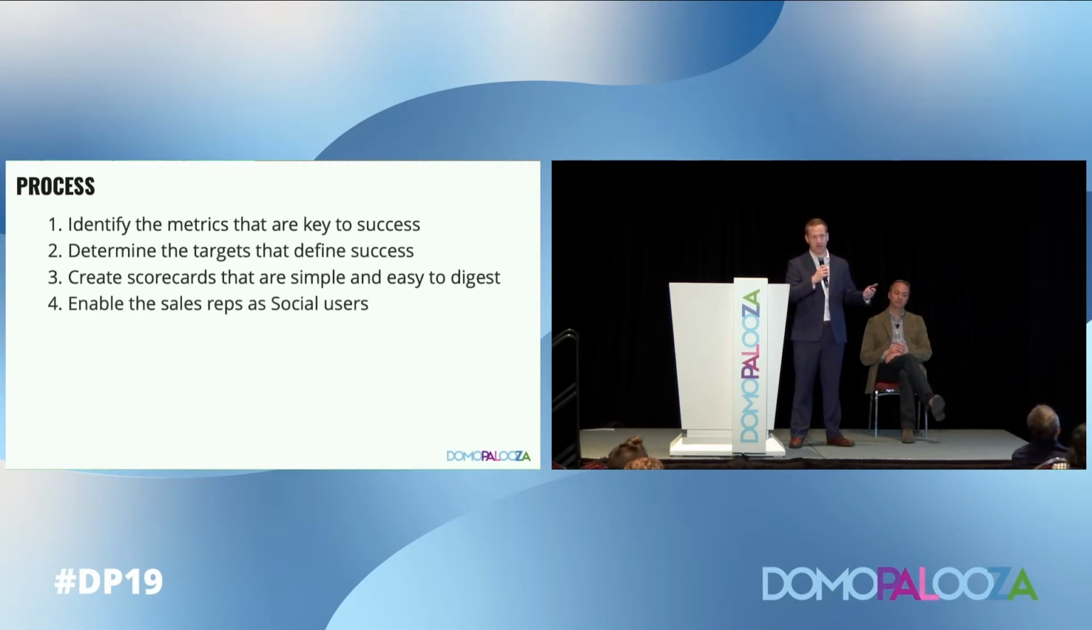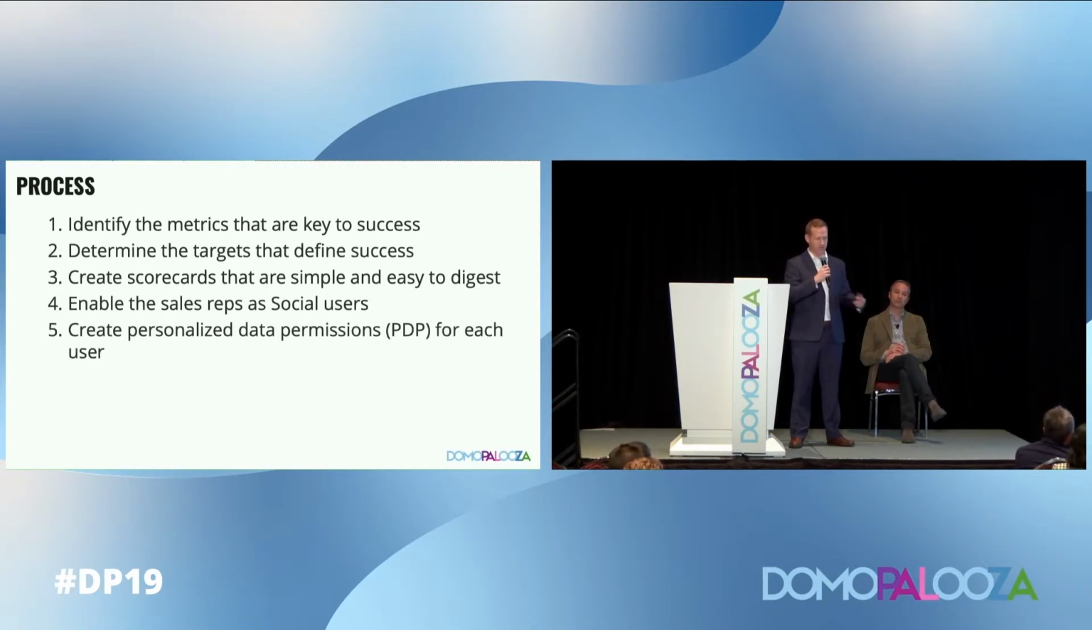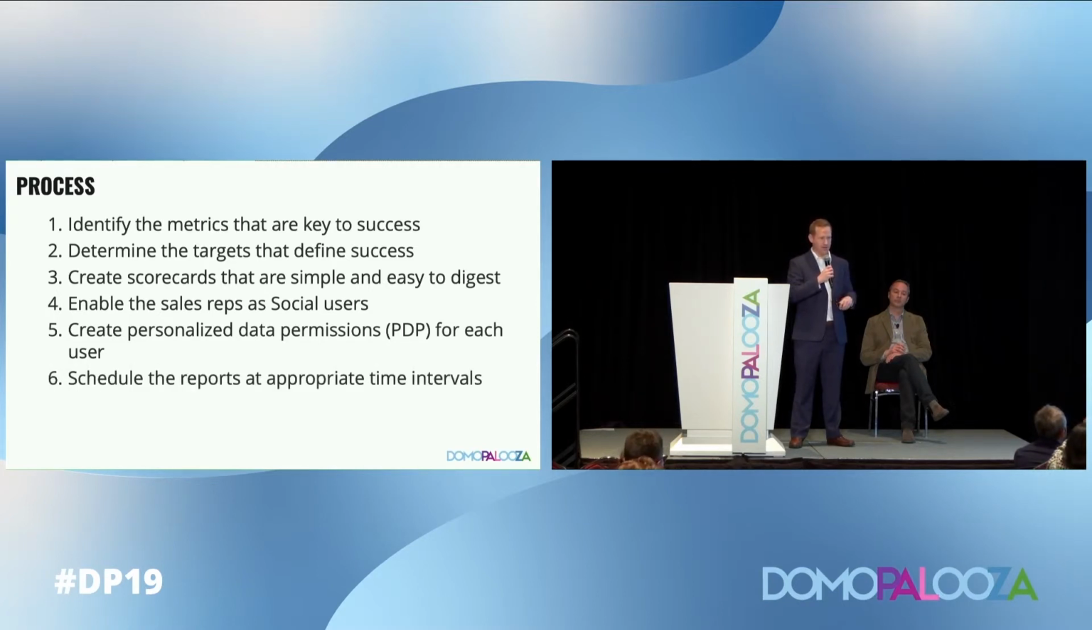From there, we just had to add all of the reps into Domo as social users. And then this is the big one: create a PDP policy so that when we sent these rep scorecards out, they would only receive data relevant to themselves. And then finally, just schedule those as scheduled reports. For us, the metrics we were looking at were not changing significantly on a regular basis, so it ended up being a monthly send, but whatever metrics you use will determine how often you're going to want to send them.